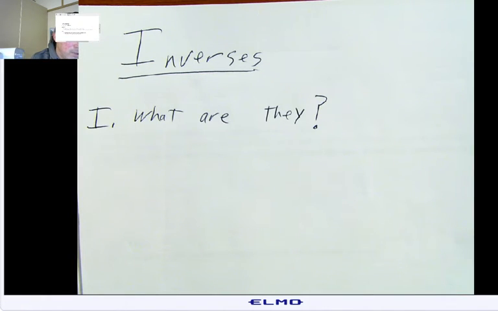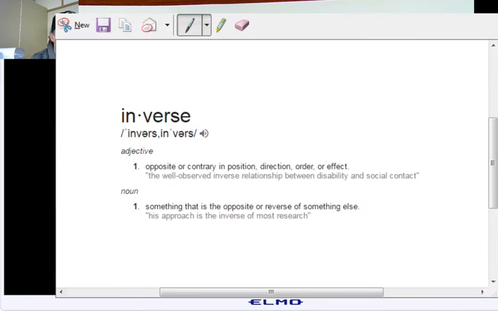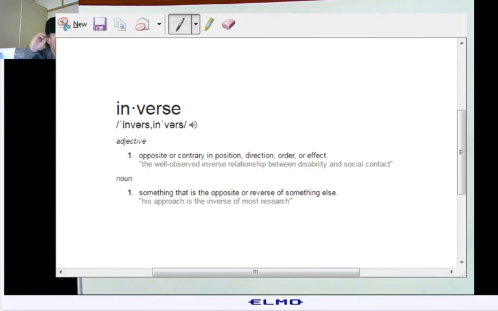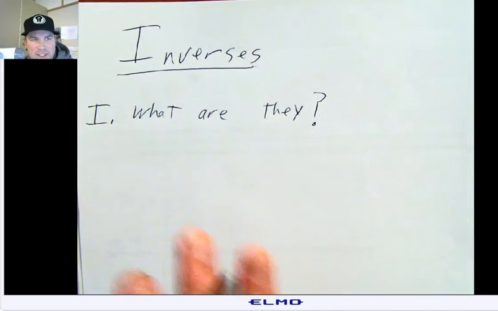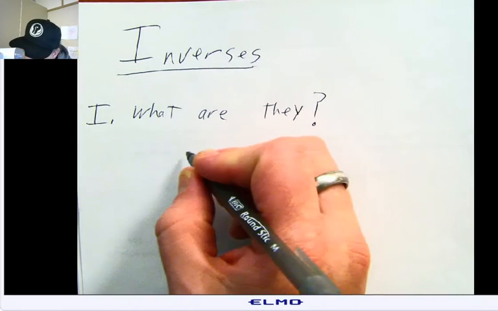I looked up the Google definition, and I have a definition for inverse. According to the internet, the inverse: the opposite or contrary in position, direction, order, or effect. As a noun, something that is the opposite or reverse of something else. Those are actually some pretty good definitions, but mathematically, how do inverses apply to us?